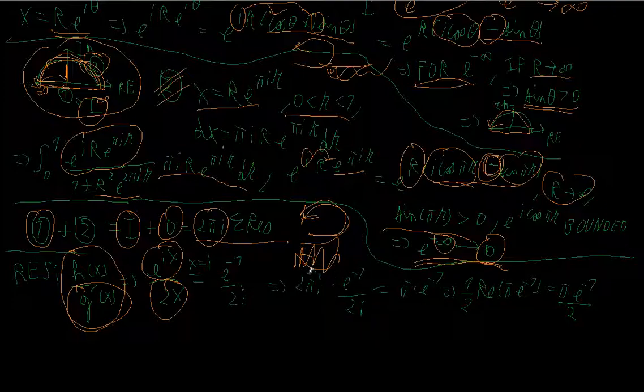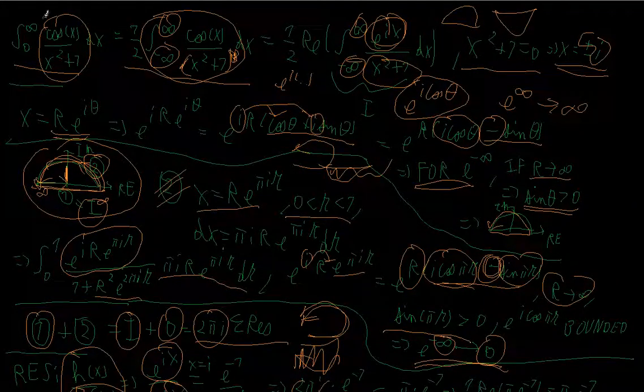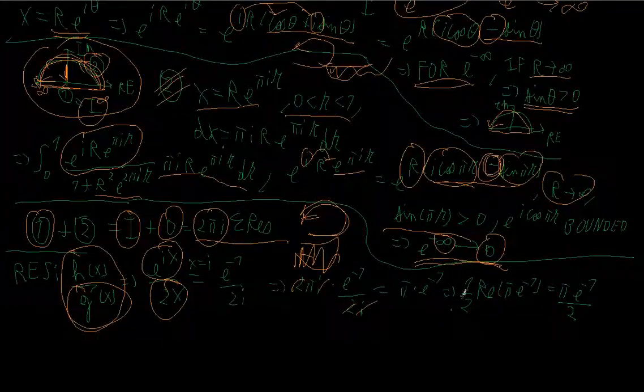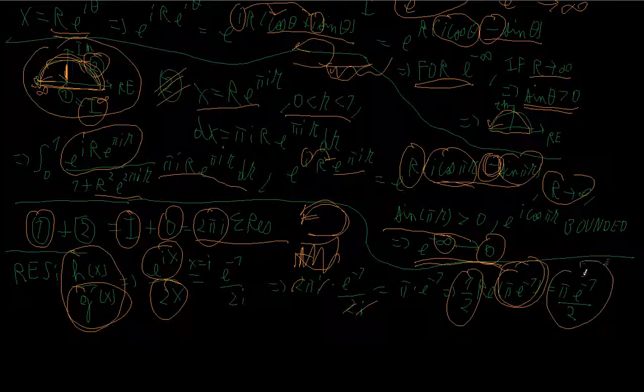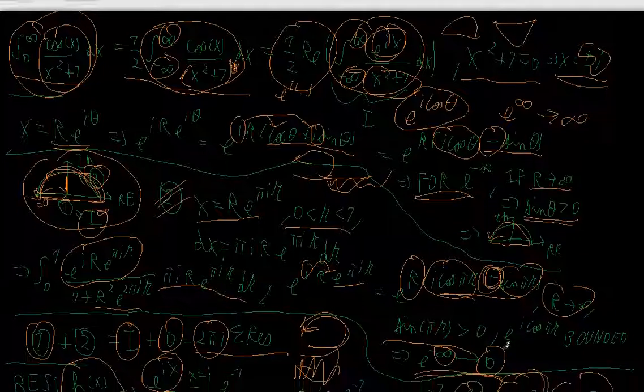And so now we multiply by 2 pi I, the 2 and the I here cancel each other, we are left with pi times e to the negative 1, okay? And so now to find the original integral, we know that it is half times the real part of this result here. So we take half times the real part of this here, okay? And so the real part of that is the same thing because there is no imaginary part, and then we take half of it, so we're left with pi times e to the negative 1 over 2, okay? And that is our final result.